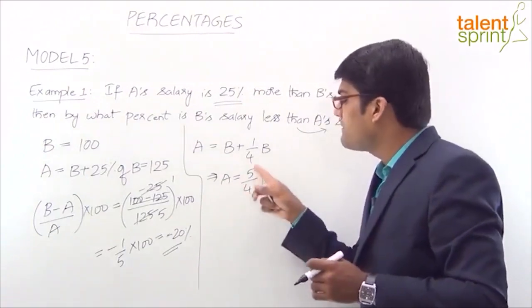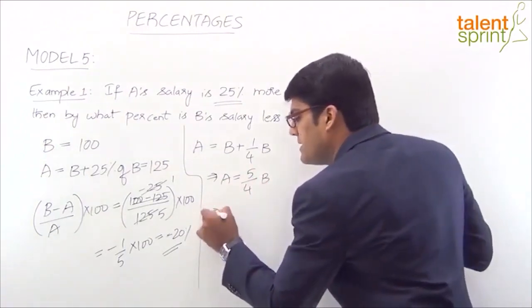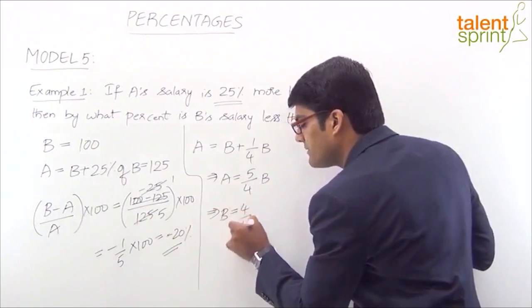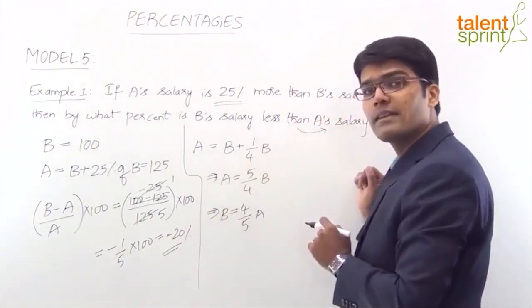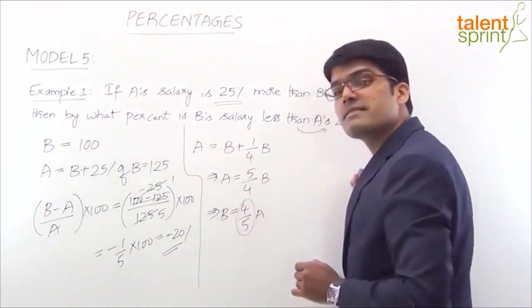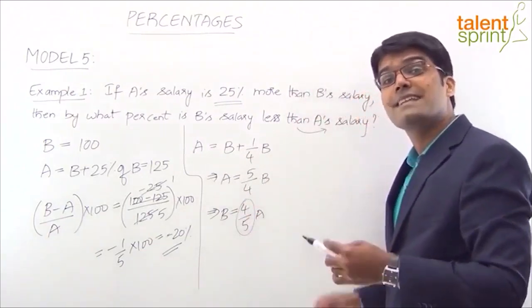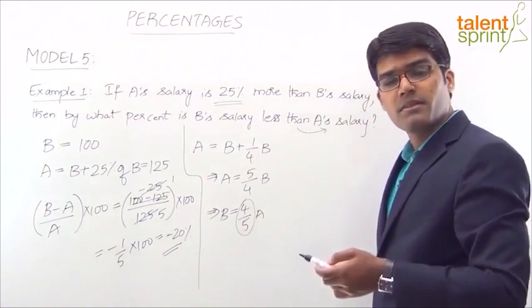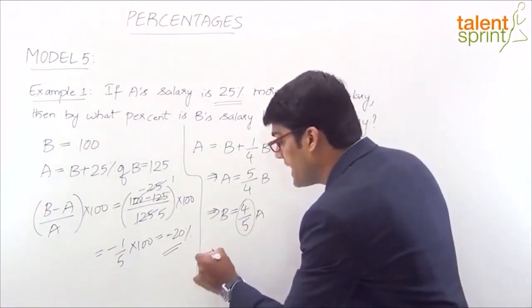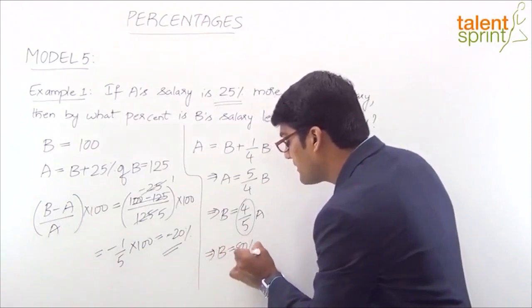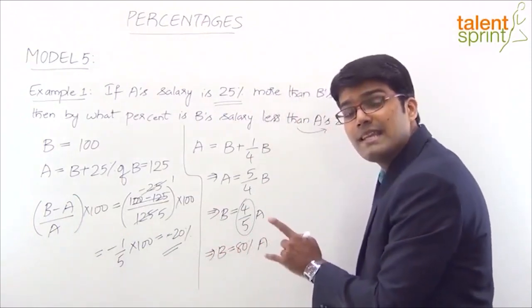Now if a is 5 by 4b, it is obvious that b is equal to 4 by 5a. Just take it to the other side. So b will be equal to 4a by 5 or 4 by 5a. Let us convert this fraction into percentage. We all know that 4 by 5 is 80% from our knowledge of percentages and its equivalent fractions. 4 by 5 is 80%. So we can conclude that b is 80% of a.